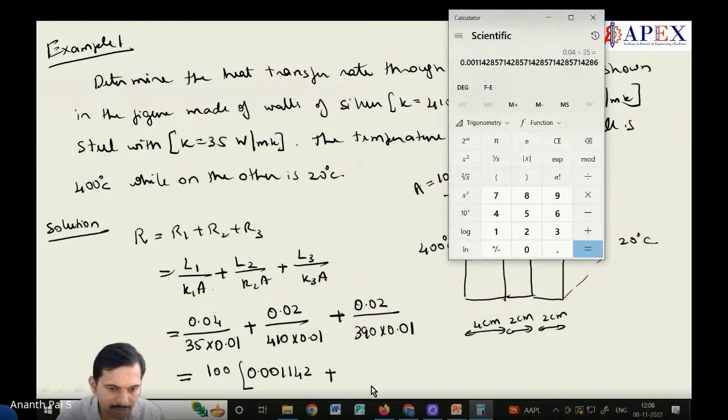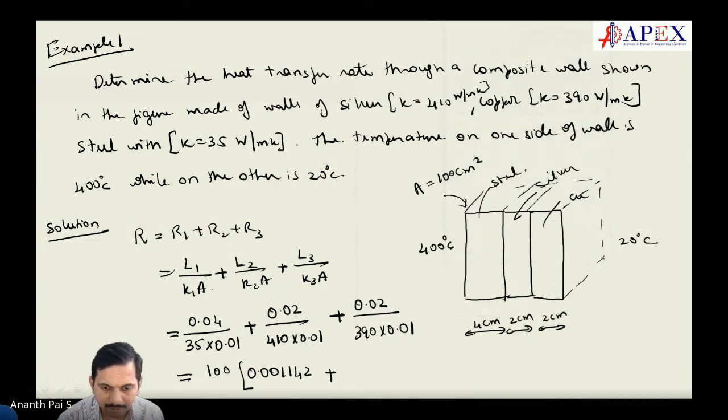Tell me what is the total answer, students. That's the R which is there here. What will you get as the answer? 0.1244. What is the unit? Kelvin per watt.